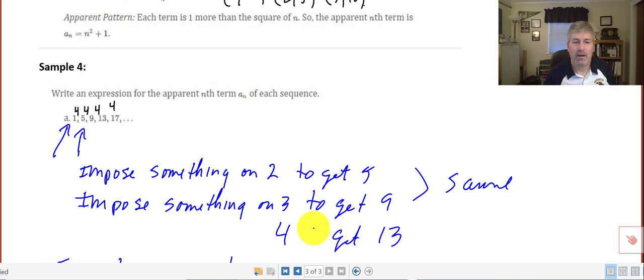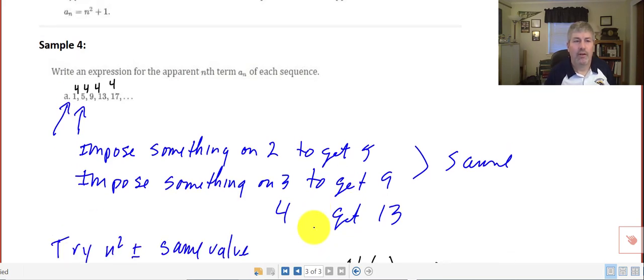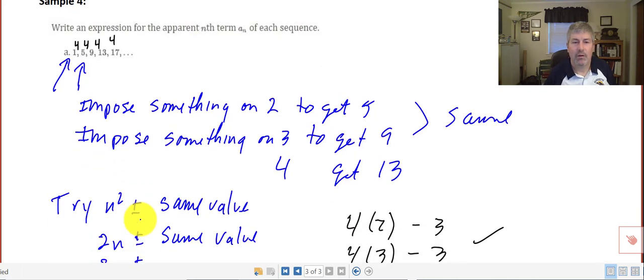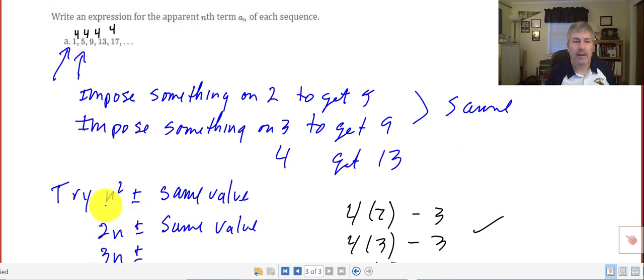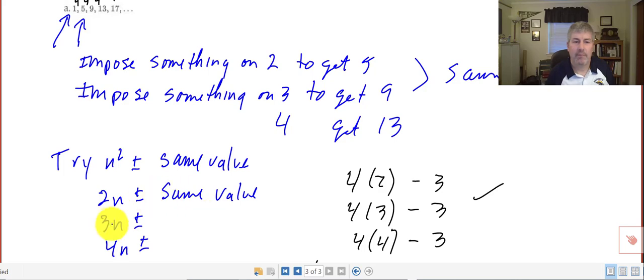So it's a bit of trial and error here. I tried squaring 1 and imposing a value, adding or subtracting, and that didn't seem to work. And then you can try doubling it, right? 2 times 1 plus or minus something, or 2 times 2 plus or minus something, 2 times 3. As we go through that system, we might try tripling n. 3 times 1 plus or minus something, 3 times 2, 3 times 3, and see what happens.